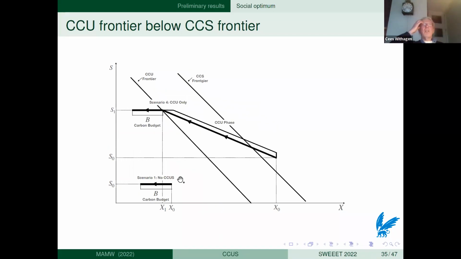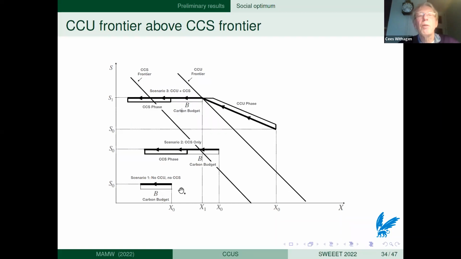However, these two frontiers can also be located differently. So we can also have the CCU frontier below the CCS frontier. And then the picture changes a little bit. But if you are to the right of this, if we are far here, we indeed have again a CCU phase, then we exhaust the budget and we stop. So in this situation here, if we start here, the stock is very low, so we only exhaust the budget.